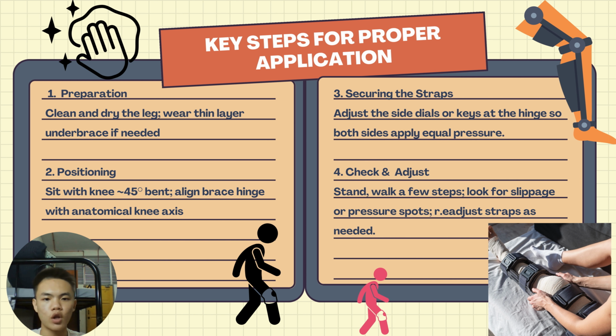Applying a leg brace support correctly is essential for comfort and effectiveness. First, make sure the leg is clean and dry. You can wear a thin layer underneath the brace if needed. Next, sit with your knee bent around 45 degrees and align the brace hinge with the natural bend of your knee. Start fastening the straps from the bottom, then move to the top. Make sure it's comfortable but not too tight. Leave just enough room for one finger.